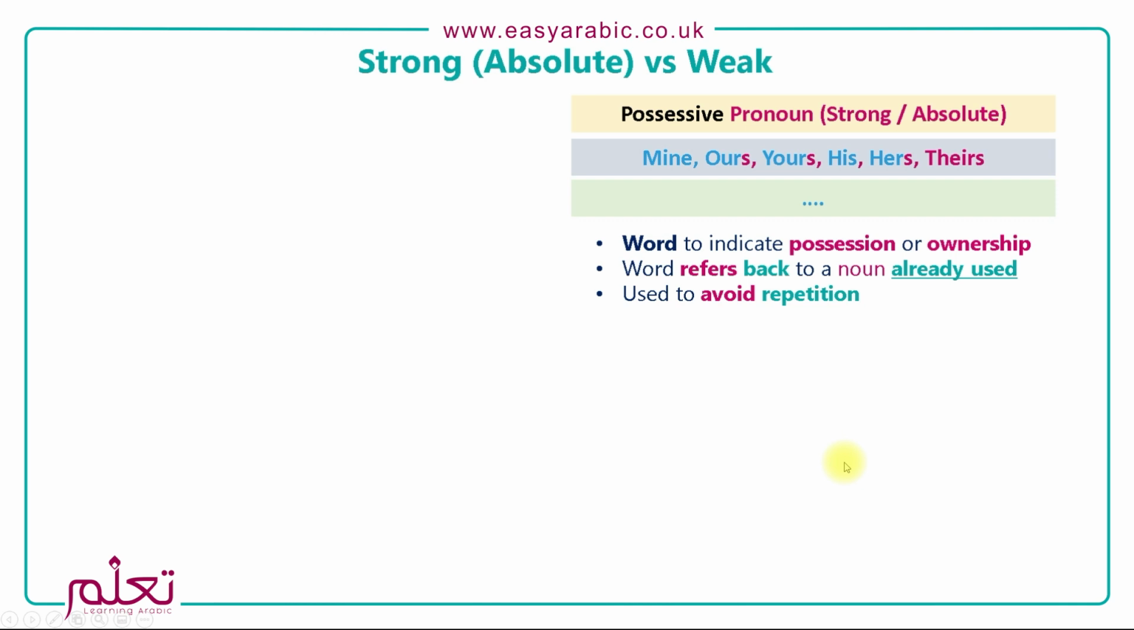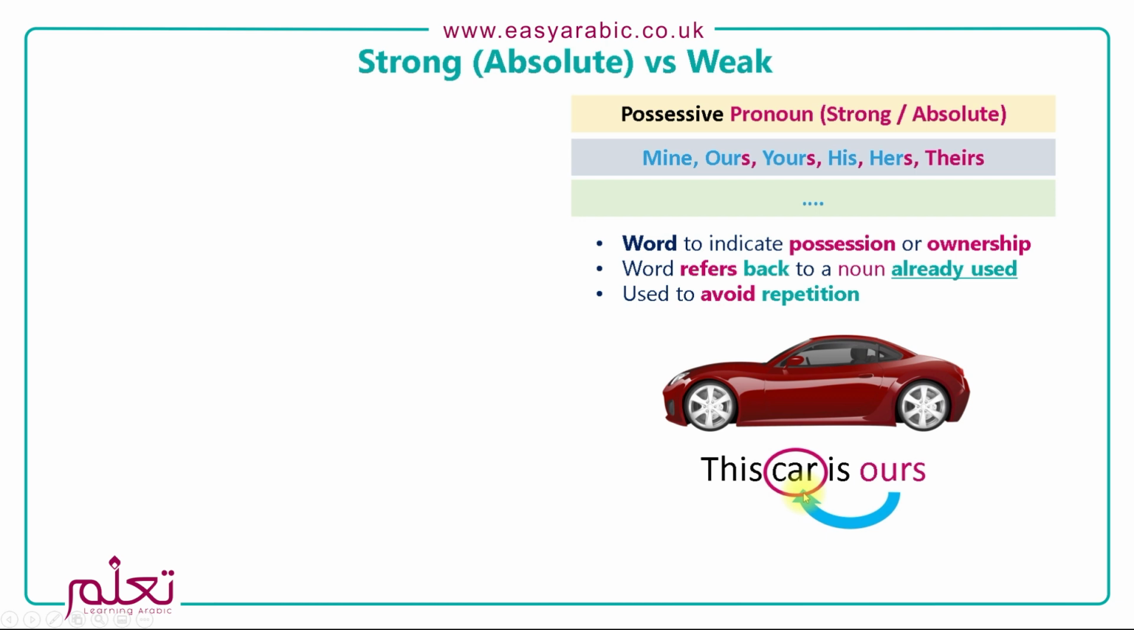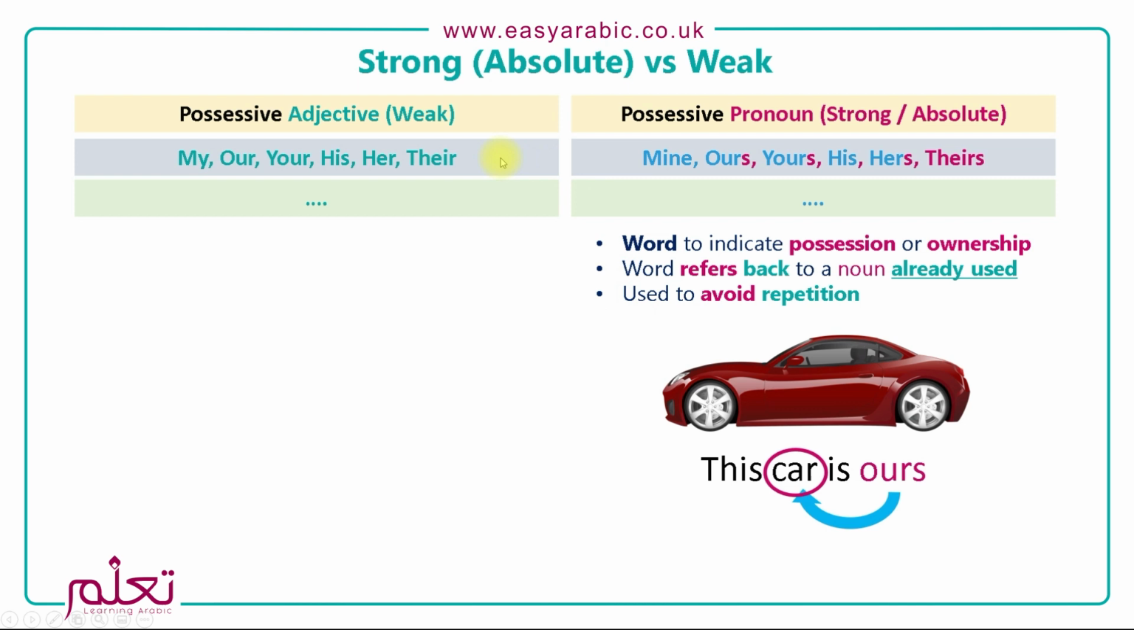So here, if we look at this example, it says, this car is ours. We are referring back to the car. Okay. And then we've got the possessive adjectives, which are my, our, your, his, her, and their. And here, it's used to determine that something belongs to somebody, okay? And it always appears in front of the noun, okay?